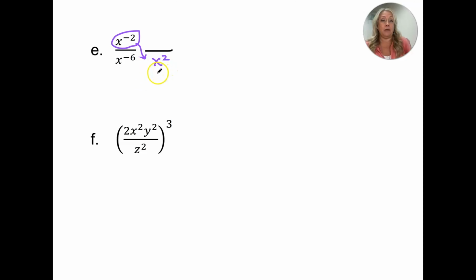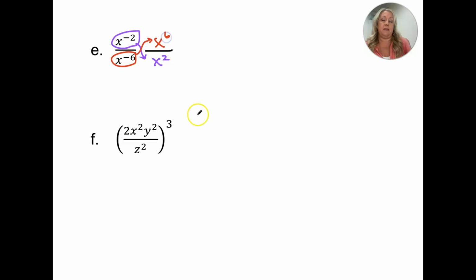There's more than one right way to work these problems. So if you thought about it a different way, just check to make sure that you get the same thing in the end there. All right, and then let's take a look at this next one. So this x to the negative 6 power is unhappy downstairs, so we're going to move it upstairs, and now it's going to be x to the 6th power.